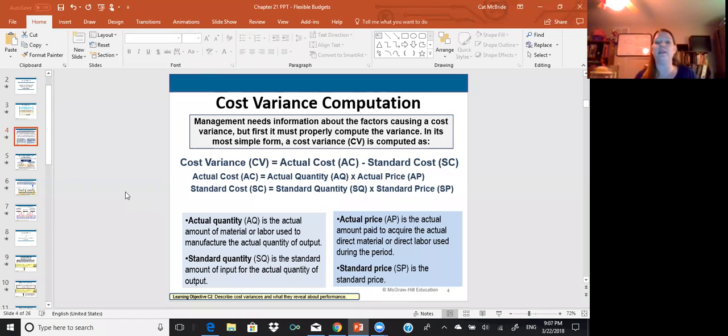Some people light up when they see a formula. Some people light up when they see it put into a format, and I like the format I'm going to show you. So to figure out whether it's the quantity or the price, we have to separate the price and we have to separate the quantity. Like in the first line here, for the cost variance, we're taking the actual cost and the standard cost, and then we're going to compare. This is the one I like to show for comparison.